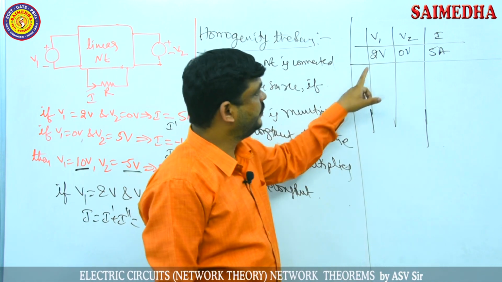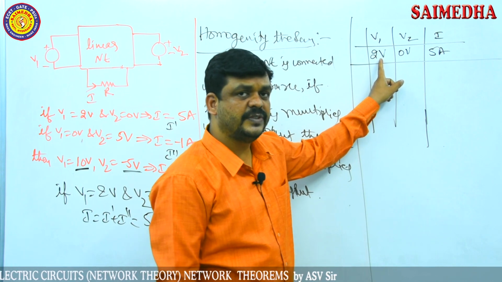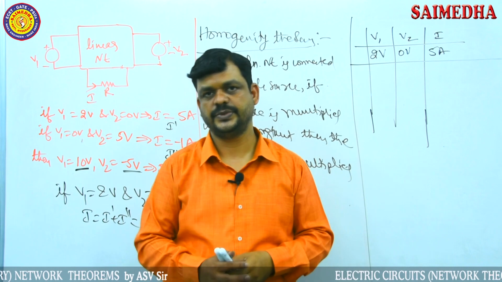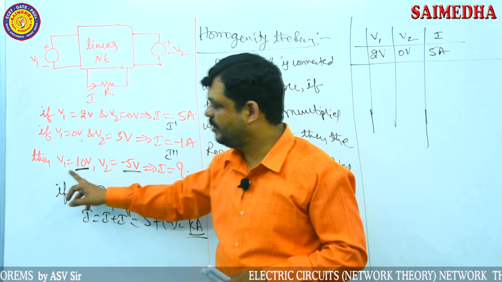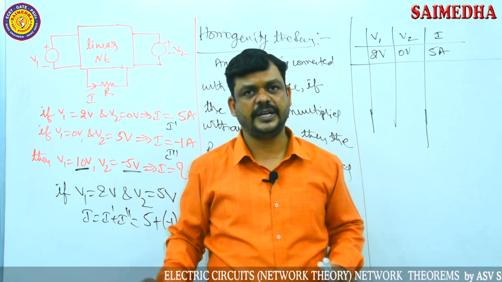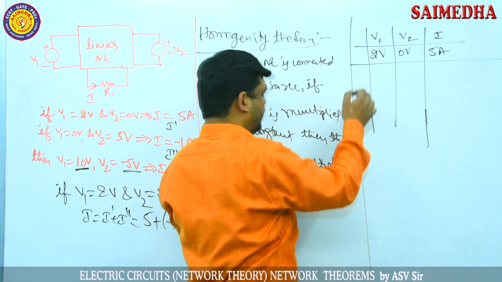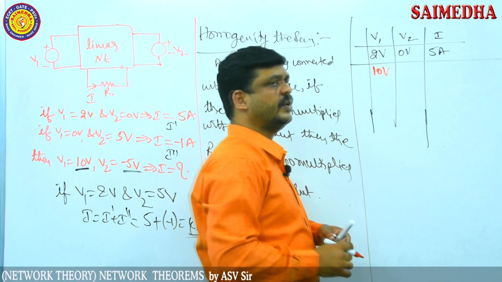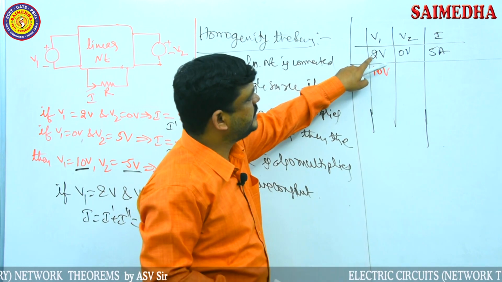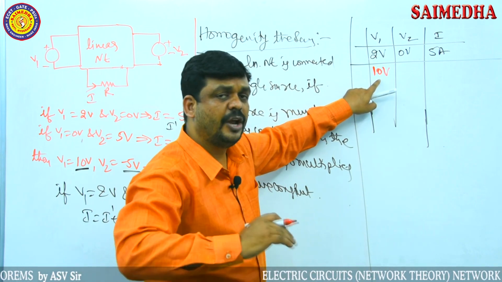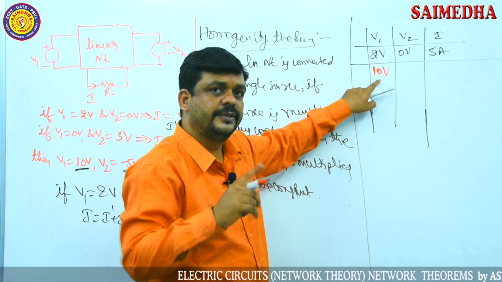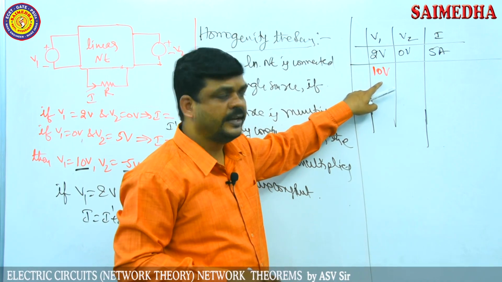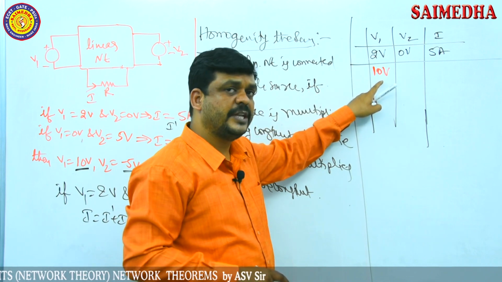According to the homogeneity theorem, any constant multiplied with the source is also multiplied with the response. Now according to the given problem, V1 is 10 volts, so I am replacing V1 with 10 volts. The 2 volt source is replaced with a 10 volt source. How many times is it increased? 5 times, so 2 into 5 is 10.